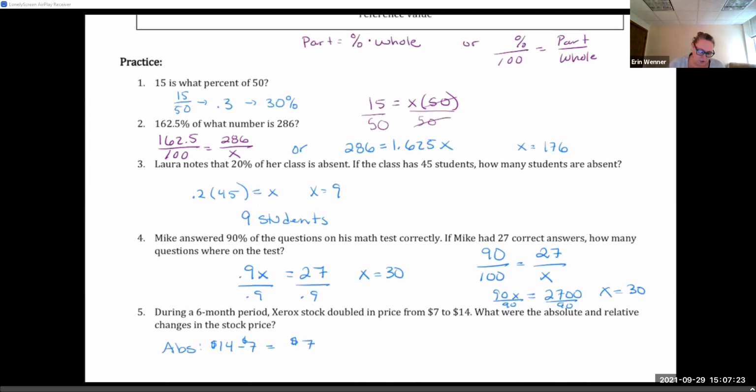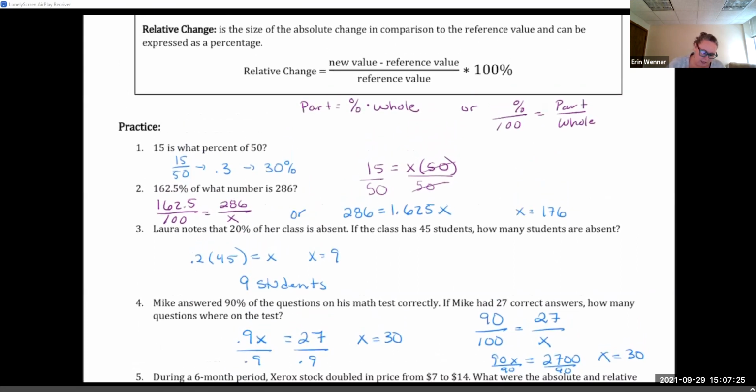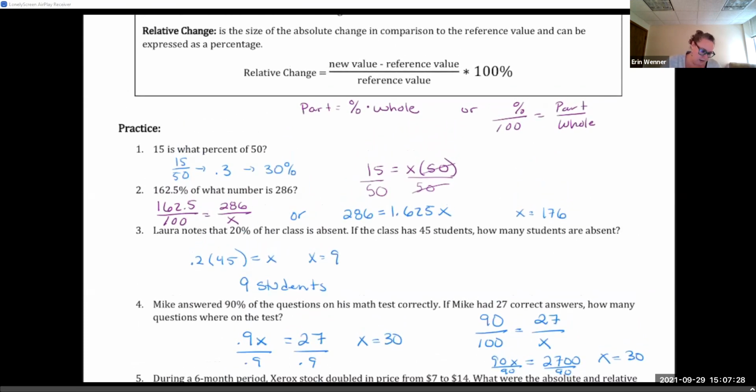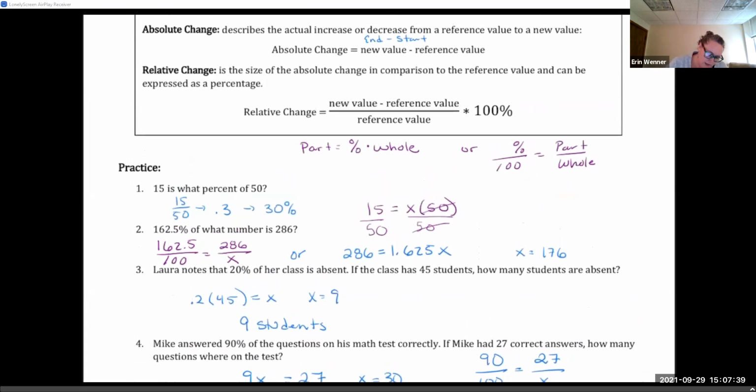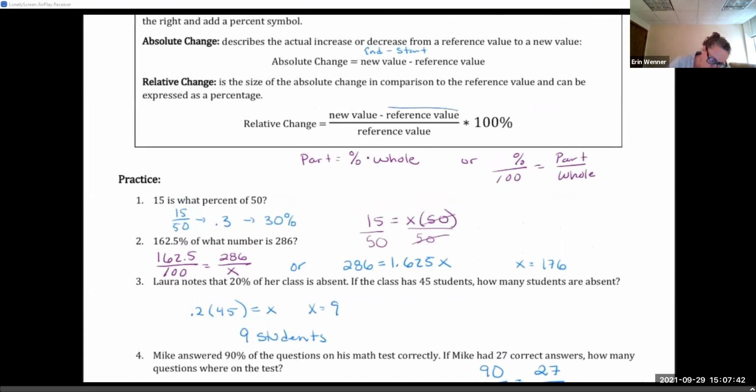What is the relative change? The relative change has to do with a percentage. You'll see that the relative change is the size of the absolute change in comparison to the reference value and can be expressed as a percentage. You'll see this new value minus the reference value, this whole thing is just the absolute change. So you see we're taking the absolute change, dividing it by the starting value, and multiplying it by 100%.